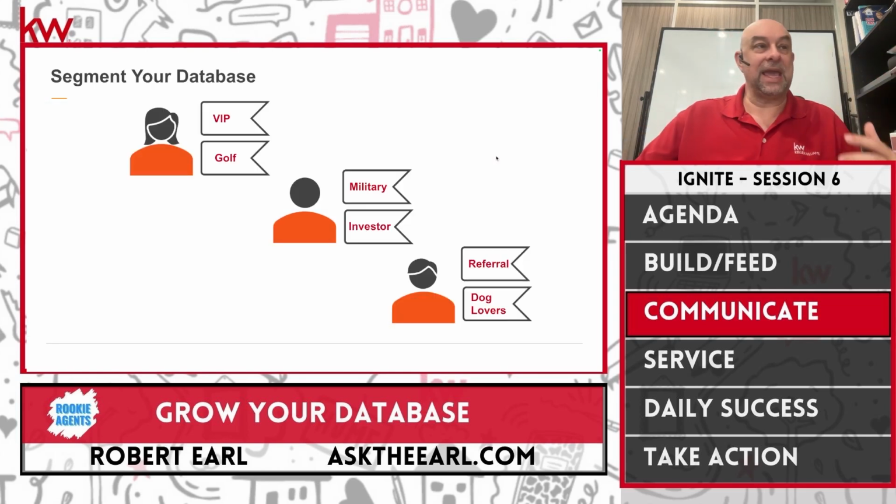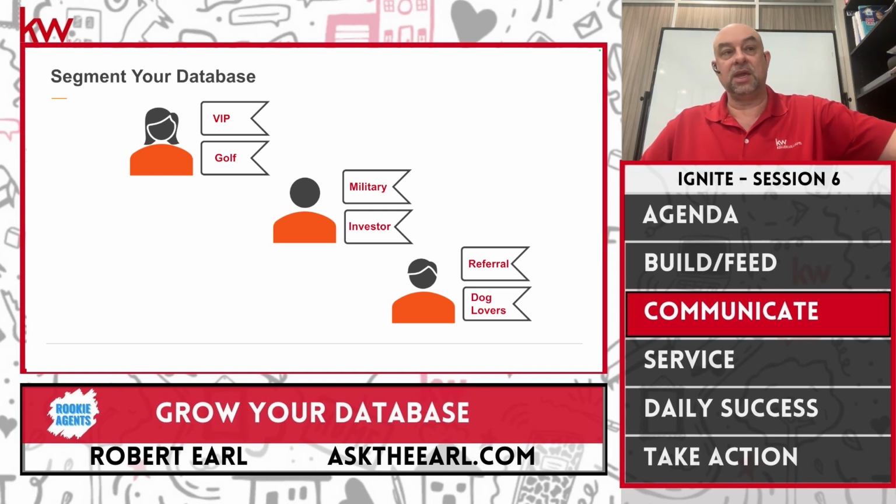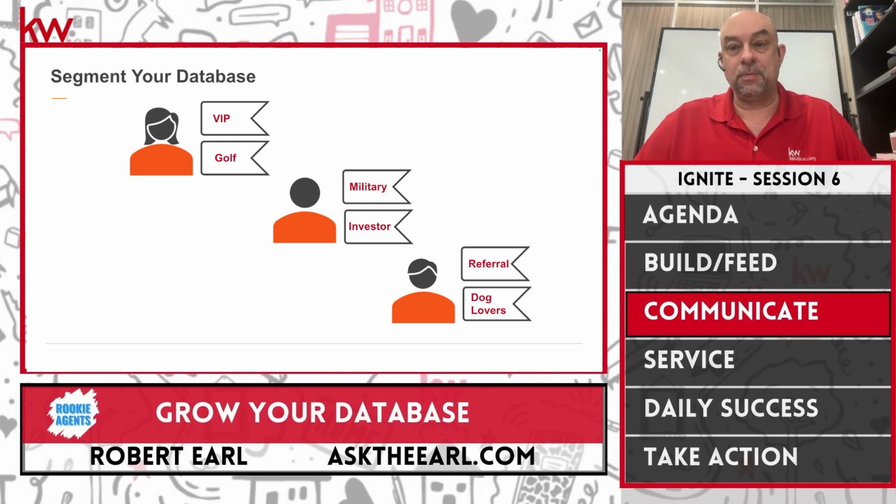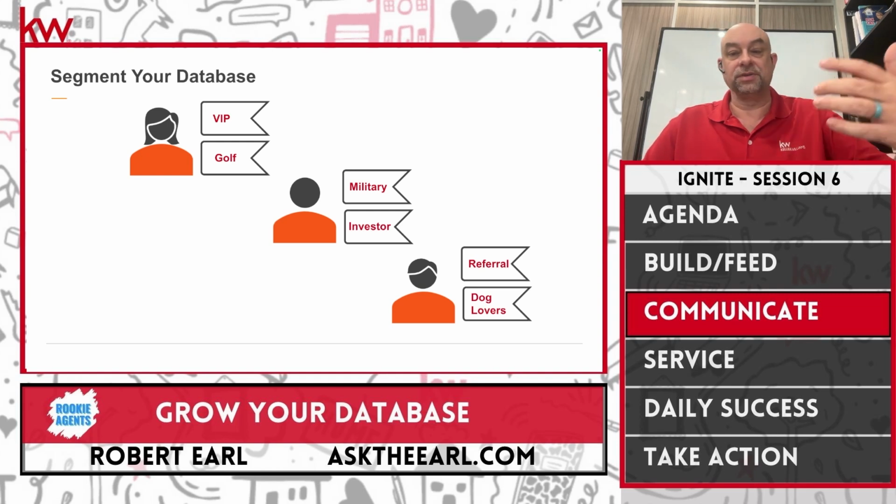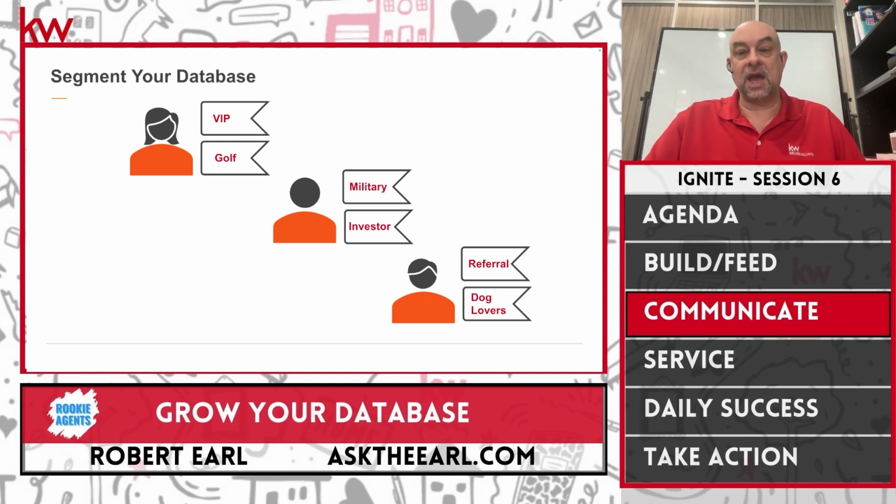So, here are some examples. Are they a VIP? Do they play golf? Are they a VIP from the standpoint that they've been providing you with referrals, or they are in a particular club that you belong to? Are they former military or currently serving in the military? Are they an investor? Are they a referral that you got from somebody else? Are they a dog lover? Those are some ways in which you can identify specific hobbies that they might have a different interest in, and those are ways that you can put those in.